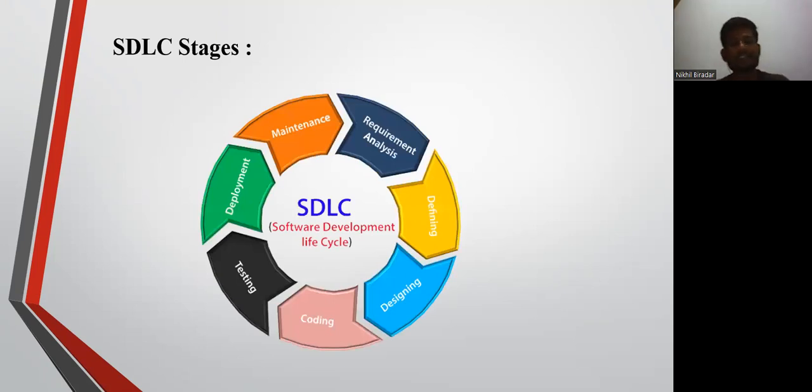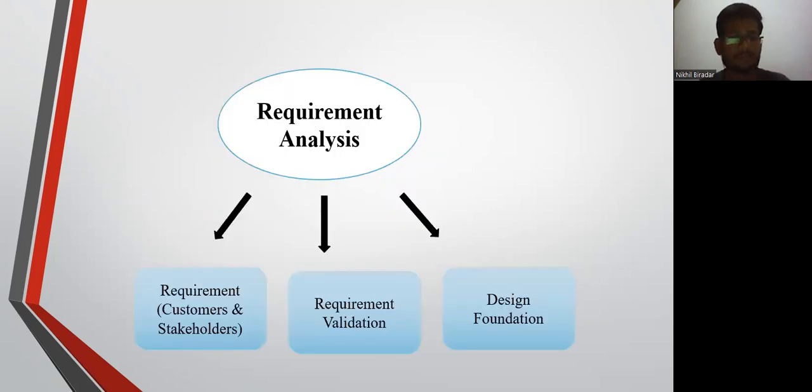Now, these are the SDLC phases. The first one is requirement analysis. Then next is defining, then designing, then coding, then testing. Then after the testing, deployment and maintenance. So coming to each phase, this is the requirement analysis.